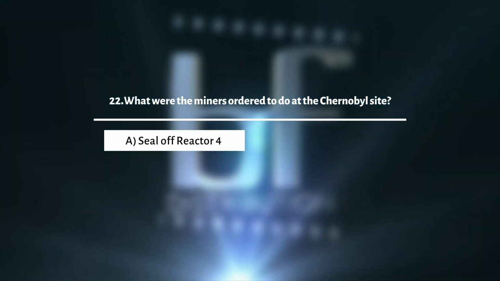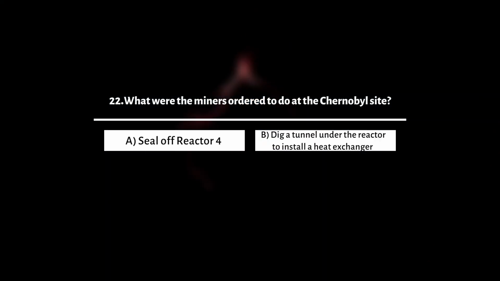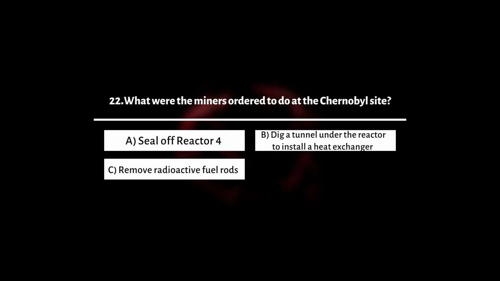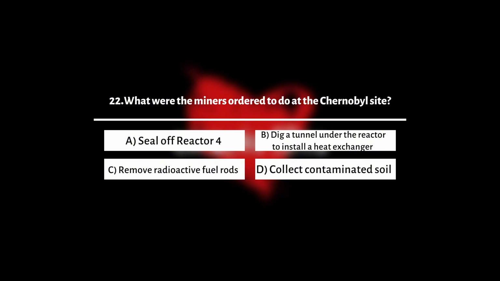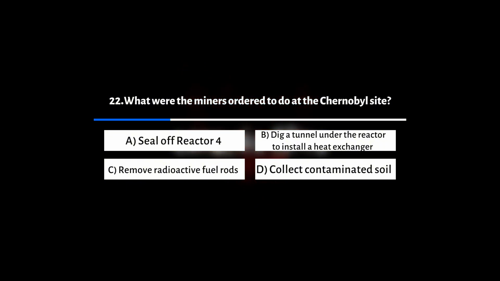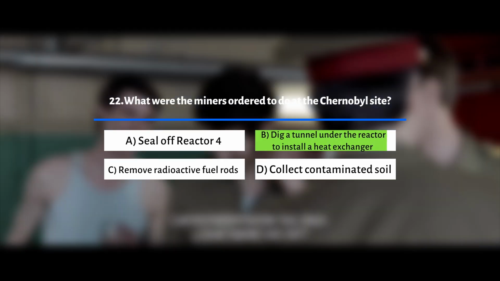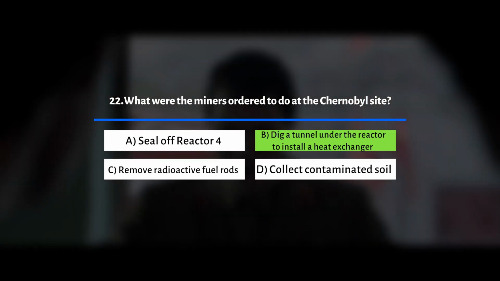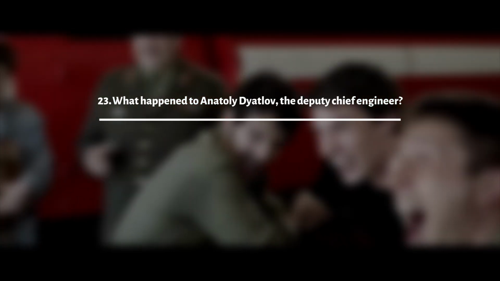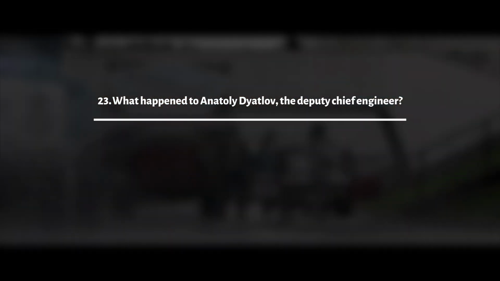A. Seal off Reactor 4. B. Dig a tunnel under the reactor to install a heat exchanger. C. Remove radioactive fuel rods. D. Collect contaminated soil. Correct answer, dig a tunnel under the reactor to install a heat exchanger. 23. What happened to Anatoly Dyatlov, the deputy chief engineer?